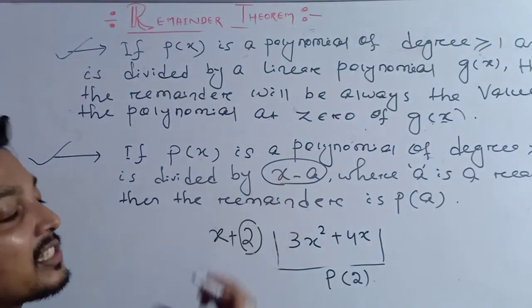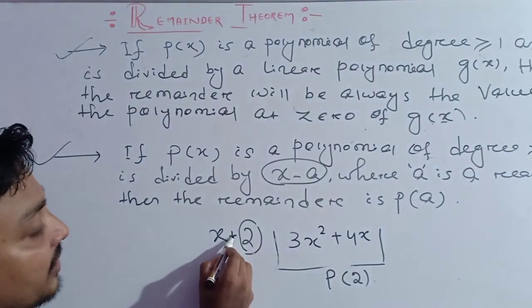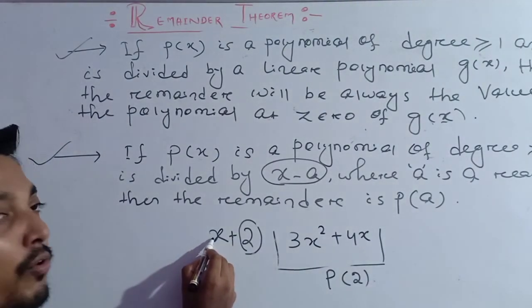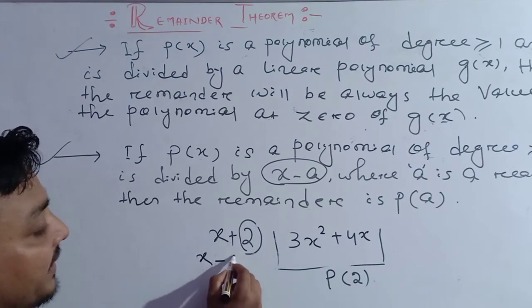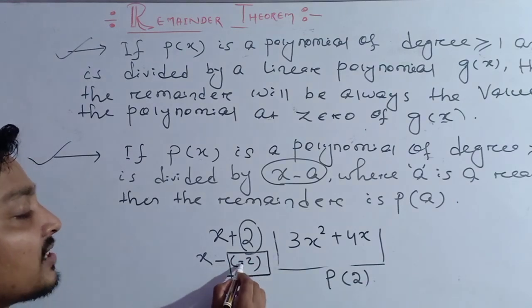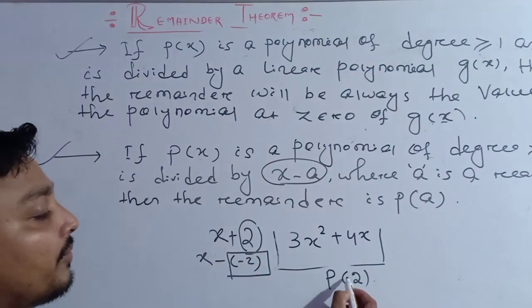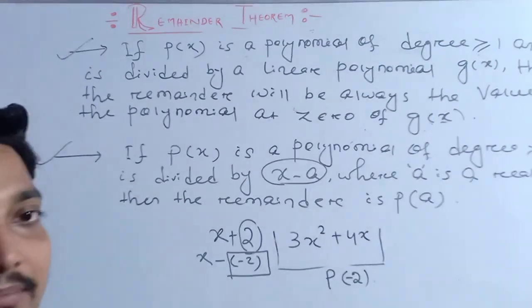It is in the form of x minus a. Already I have told you in the last question, whenever you get plus and the coefficient is 1, always write plus as minus of a minus 2. So which one takes the place of a? Here a is our minus 2. So here you have to find p of minus 2, and that is our remainder.